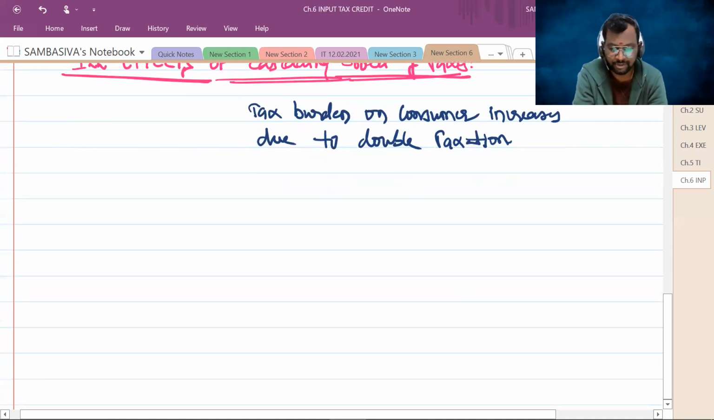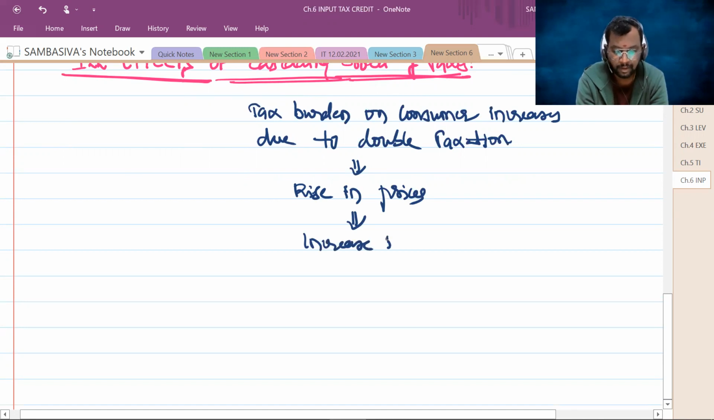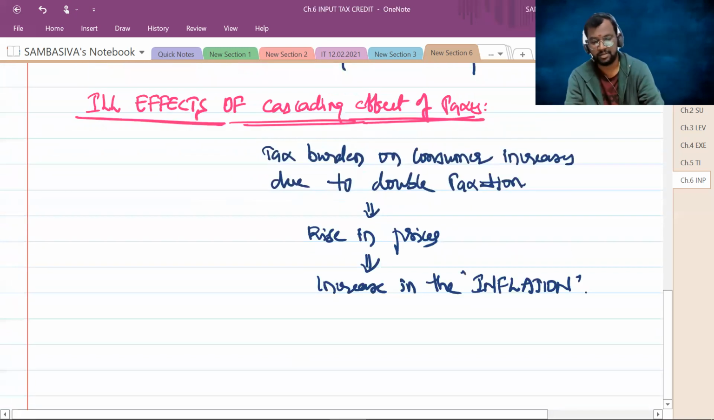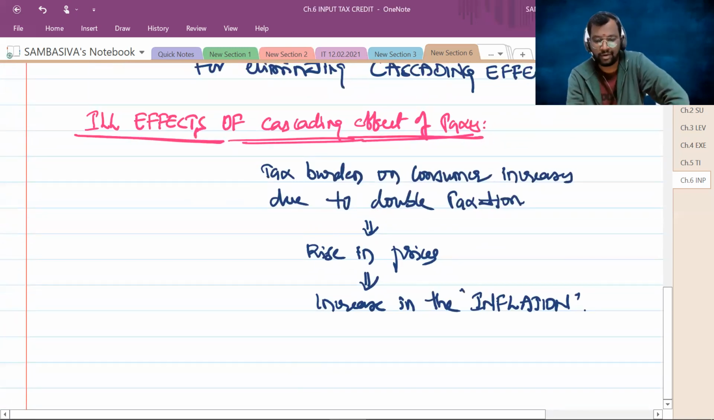Due to double taxation, which will ultimately lead to a rise in prices, which ultimately leads to an increase in inflation. Right, sir. These are the ill effects of the cascading effect of taxes.